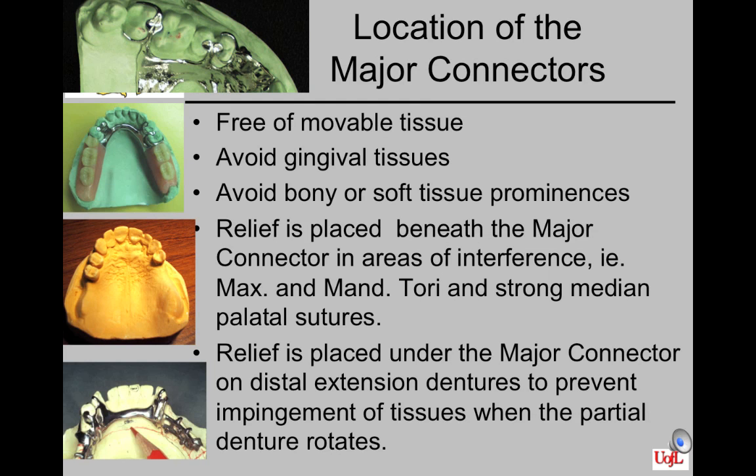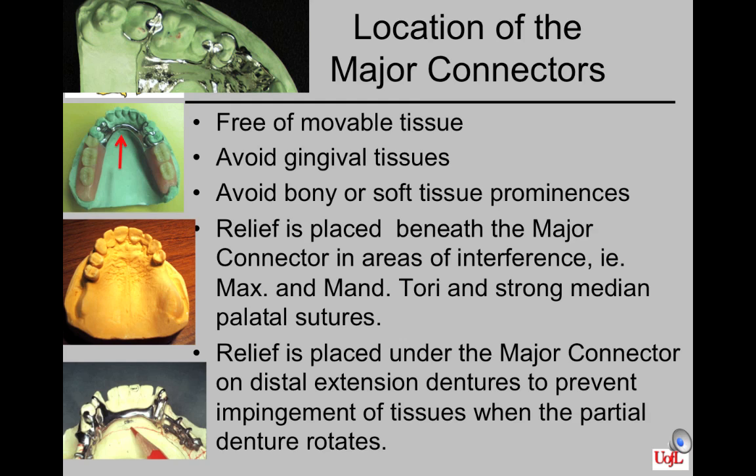There are some rules about the location of major connectors. We have to stay away from the movable tissue. In the first picture, the lower border of that major connector cannot go any lower than the functional floor of the mouth. It cannot inhibit movement of those movable tissues when the patient sticks out his tongue to wet his lips or lifts it to the palate.